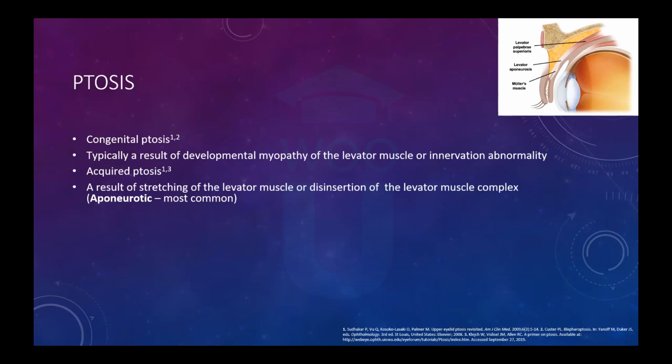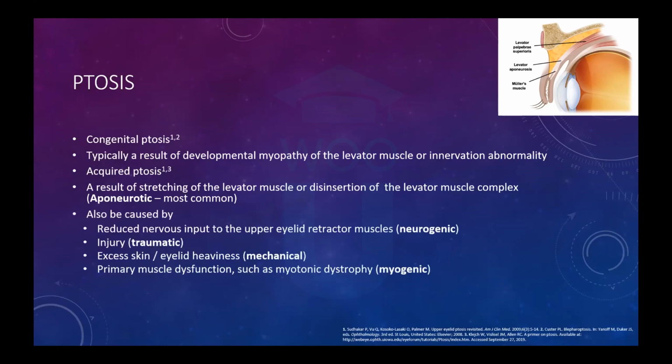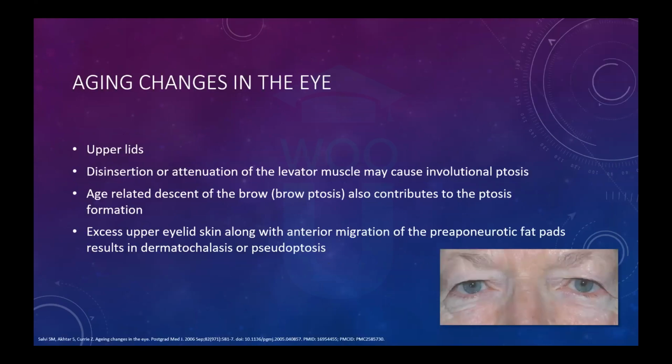So it's a result of the stretching of the levator, and I have that here in the picture. And you can see that aponeurotic ptosis is the most common. Now, ptosis can be due to anything. It can be due to trauma. It can be due to a mechanical reason. It can be due to a dystrophy as well. But this was a study that looked at the aging changes in the eye, which I think is so interesting.